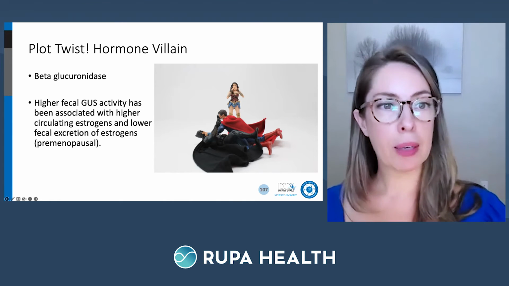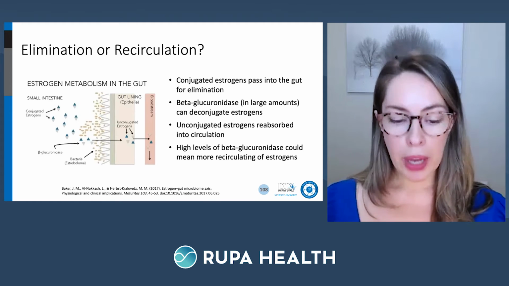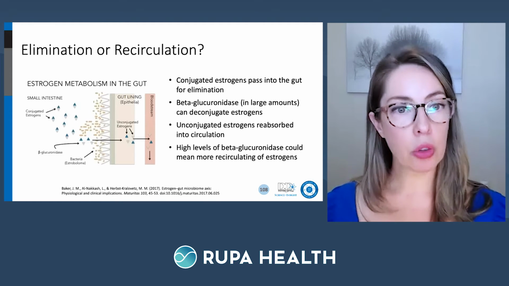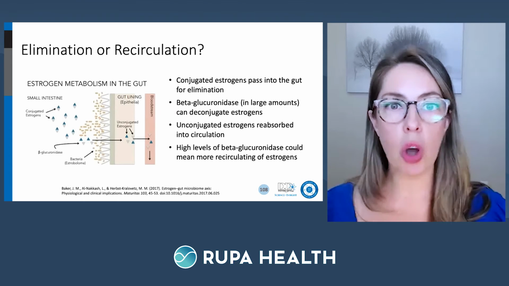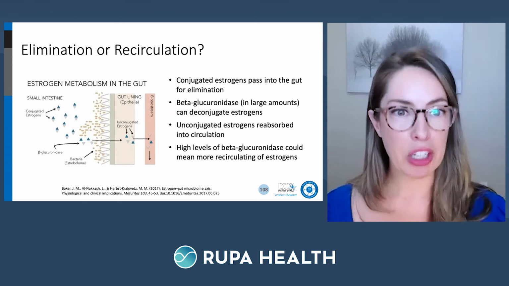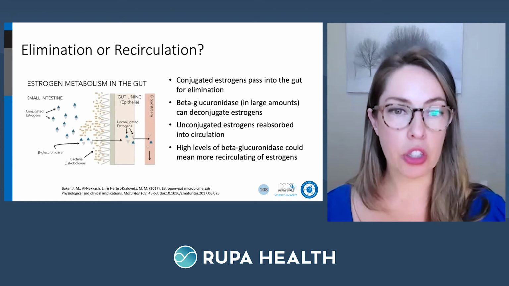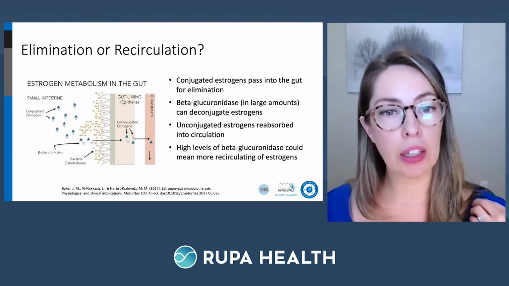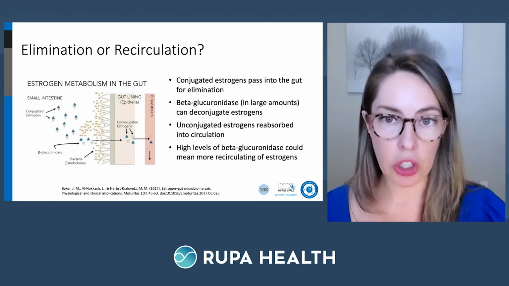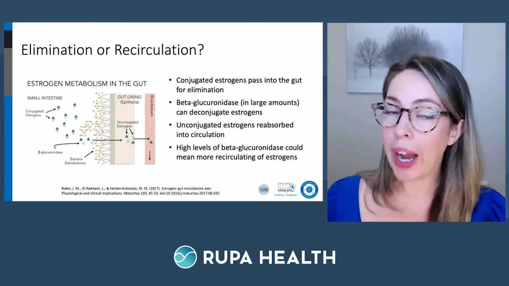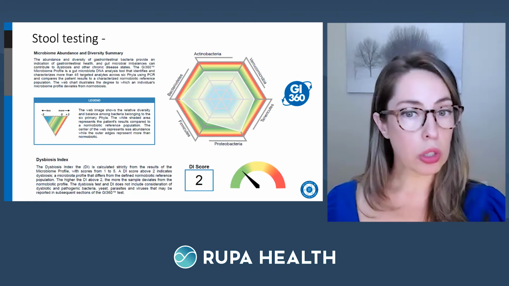Now here's a plot twist in our story. This is our hormone villain, beta-glucuronidase. We see this being a problem because once we have these conjugated estrogens and they're going to pass through the gut to be eliminated, this beta-glucuronidase can deconjugate, basically reverse all that beautiful work that the patients did. And then this unconjugated estrogen can get reabsorbed back into circulation. So we've seen that higher levels of beta-glucuronidase could potentially be a risk factor because we're seeing more levels of circulating estrogens.